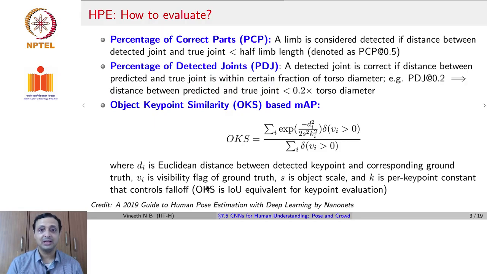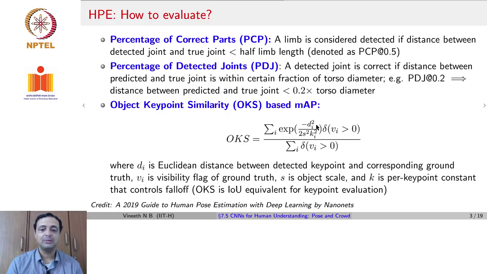Vi is the visibility flag of the ground truth. As we said, there could be certain joints that are occluded by other joints, and trying to get a correct estimate of that joint would be an impossible task. So by ensuring that you have a visibility flag for each joint, you know that if a joint was not visible, any error on that joint can be weighted to a lower extent. So vi is a visibility flag of the ground truth. s is the object scale.